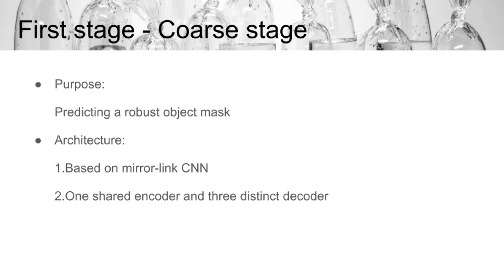The main purpose of the first stage, also called the core stage, is to predict a robust object mask. The architecture of the core stage is based on a mirror-link CNN network, and it is composed of one shared encoder and three distinct decoders. The main problem of the first stage is that the estimated attenuation mask and the refractive flow field lack local structural details. To overcome this problem, the author introduced a second stage, the refinement stage.